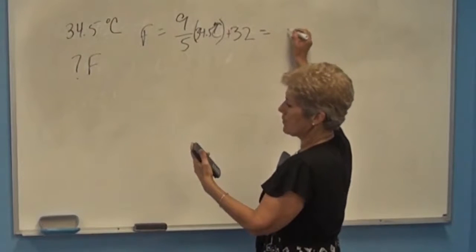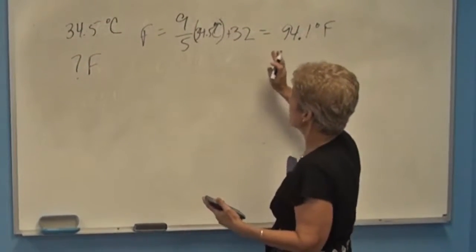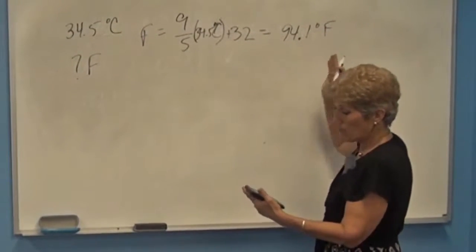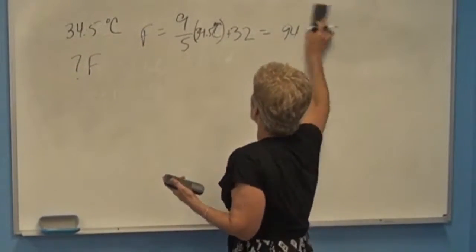Okay, what comes out of my calculator is 94.1, and this should be degrees Fahrenheit, but we started with 3 significant figures, so we're going to end with 3 significant figures. So that would be the answer. So in that case, we're in good shape. Let's do the next one.